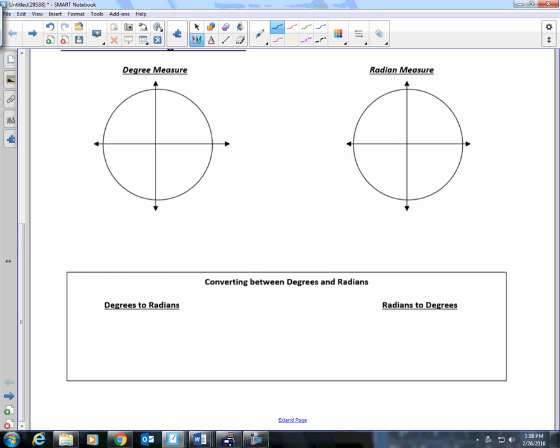As we consider angle measurements, we really have two options. Degree measure is often the life application choice. Degree measure starts at 0 degrees, then 90, then 180, and 270, and all the way around to 360 degrees.